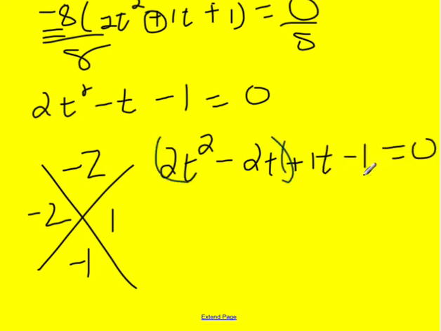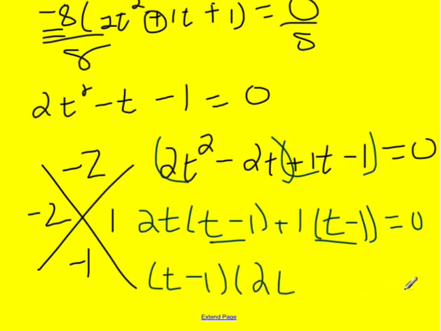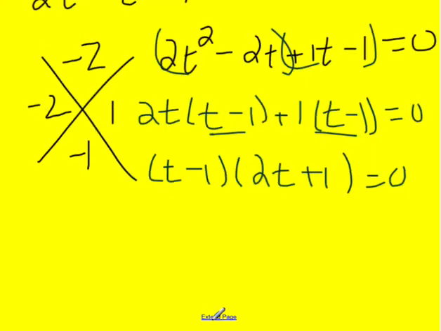Group, group. So out of my first group, I can pull out a 2 and a t, and I'm left with t minus 1. Out of my second group, I can only pull out a 1, and then I'm left with t minus 1, and that's equal to 0. So now I see that I can factor these out, and then I'm left with 2t plus 1. So now I can set each of these factors equal to 0. So 2t plus 1 is equal to 0, and t minus 1 is equal to 0.